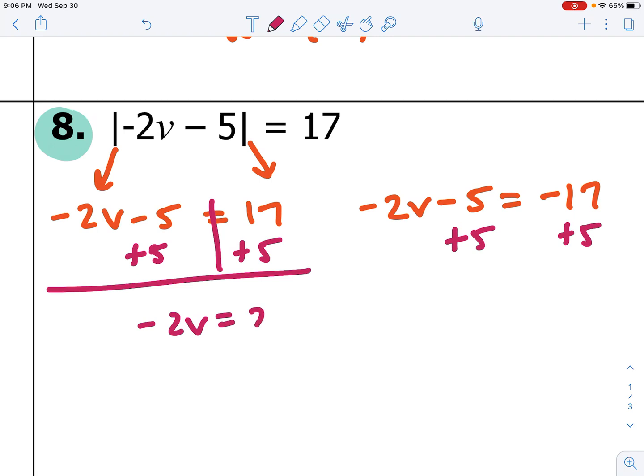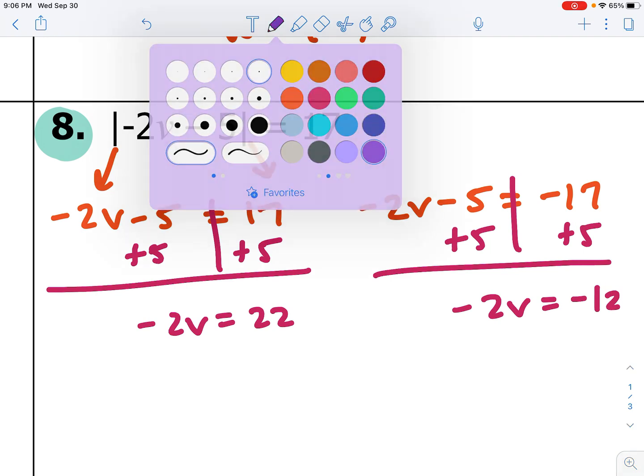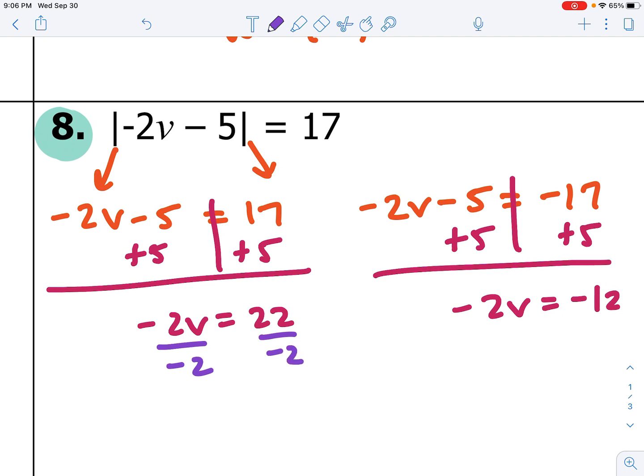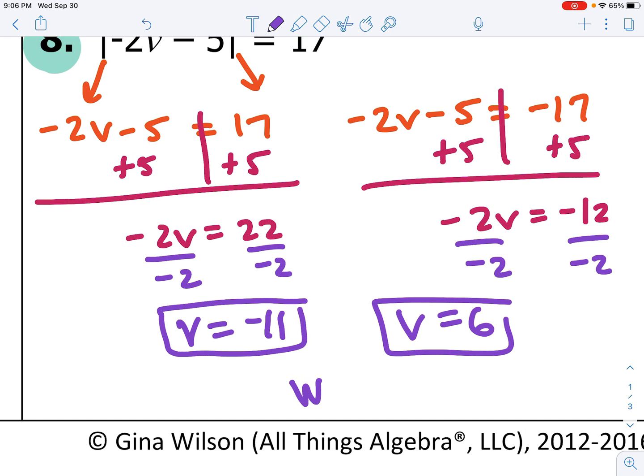So negative 2v equals 22, and negative 2v equals negative 12. Then to finish solving, I need to divide both sides of both equations by a negative 2. So v equals negative 11, and v equals 6. So to write my answer as a solution set, I'll say v equals, curly brace, negative 11, comma 6.